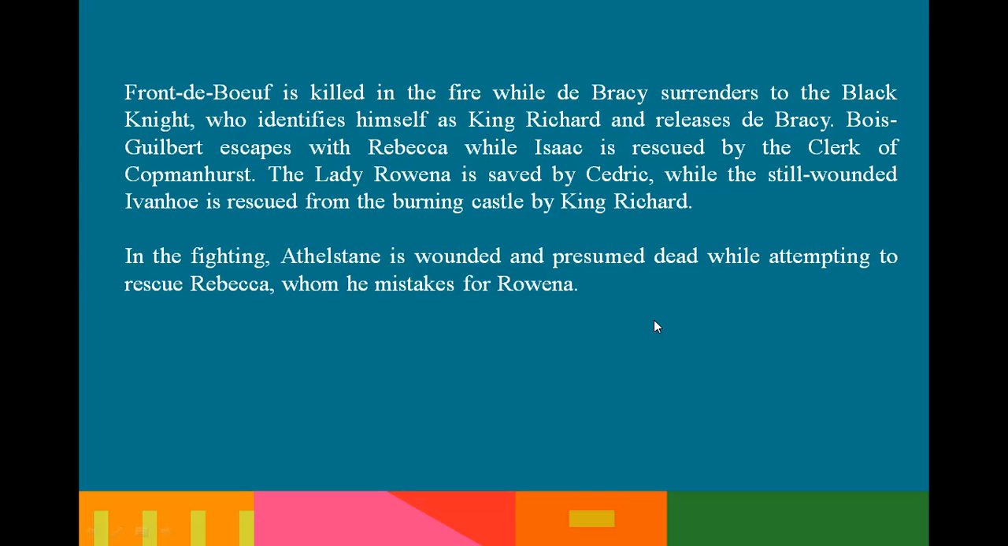Now, Lady Rowena is saved by Cedric, while a still wounded Ivanhoe is rescued from the burning castle by King Richard. Now, in the fighting, Athelstan is wounded and presumed dead while attempting to rescue Rebecca, whom he mistakes for Rowena. So Athelstan, the Saxon noble, is badly wounded and is presumed to be dead in that attack.